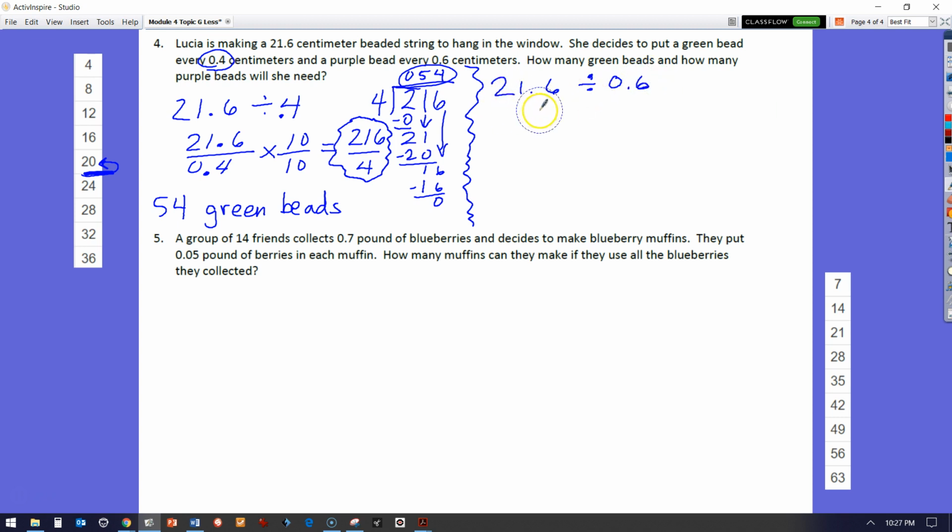So now we have 21 and 6/10 over 6/10. We know we need to multiply by 10 over 10 to get 216 divided by 6. And that's going to be 216 divided by 6. We have our multiples of 6. We don't have our multiples of 6 here, but we should know our multiples of 6. If you need to write them down, you can.